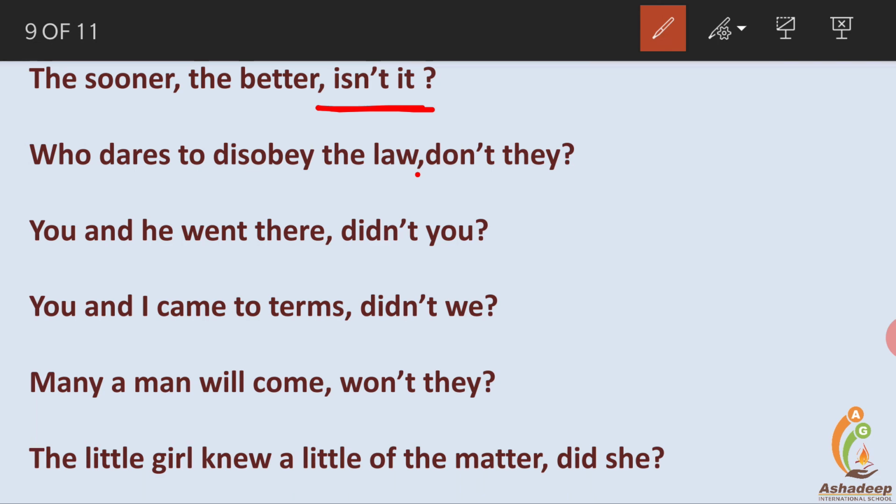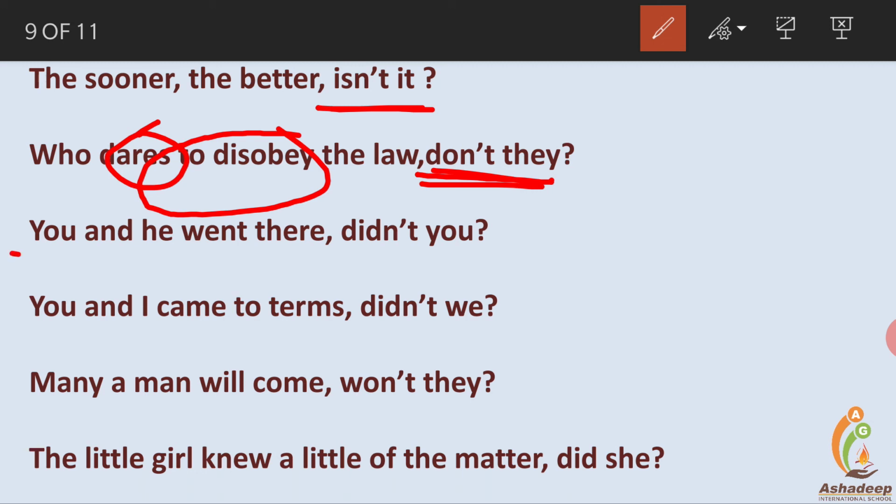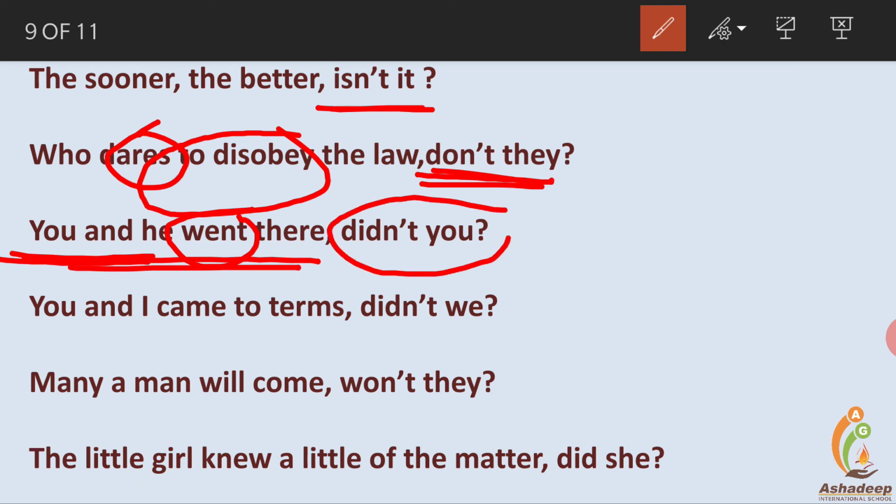Who dares to disobey the law, don't they? Dares is the simple present tense, so don't they. You and he went there. This is the subject, you and he. Went is the simple past tense, the whole sentence is positive, and the question tag is negative: didn't you?